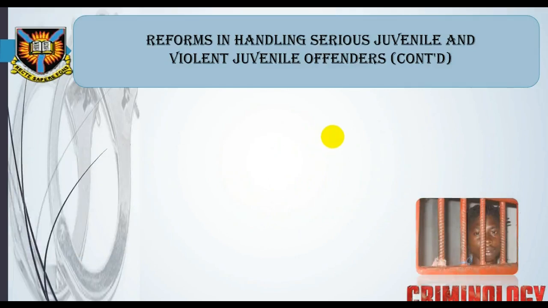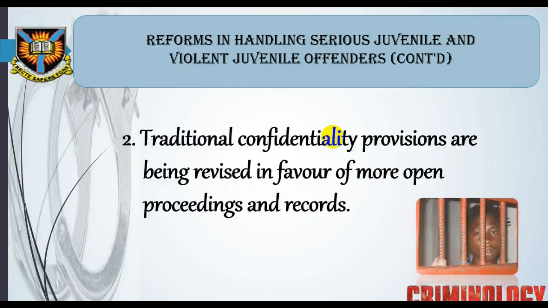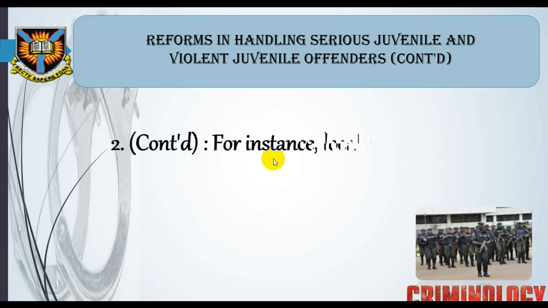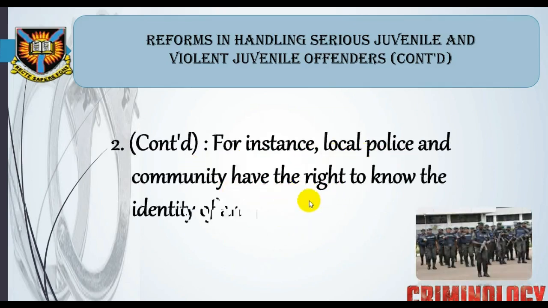2. Traditional confidentiality provisions are being revised in favor of more open proceedings and records. In the 1990s, debates over the protection of the juvenile versus the protection of the community, and over the juvenile's right to privacy and the common right to know, were being resolved in favor of the common right. For instance, local police and community have the right to know the identity of any potential threat to public order.